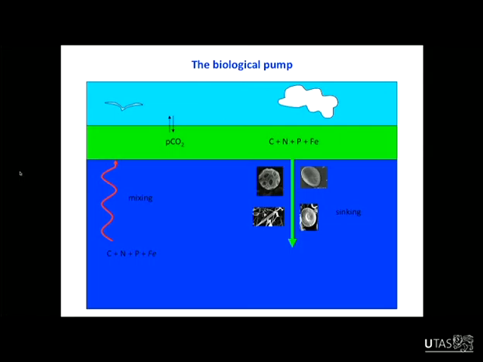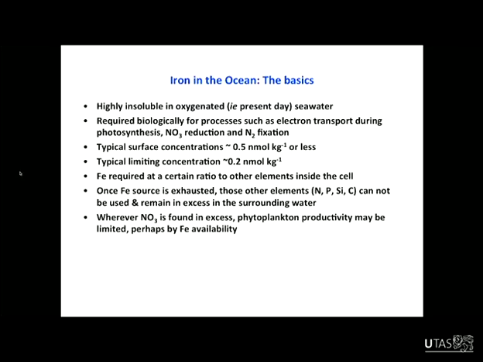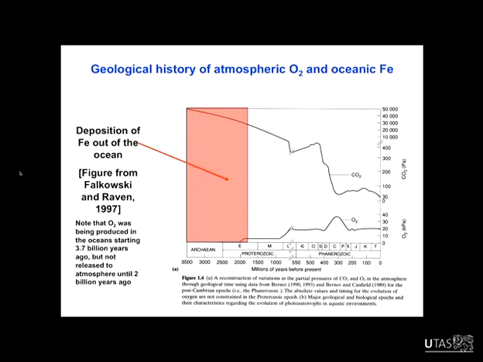Okay, so I'm going to talk now about the important role of iron in regulating productivity of the oceans. So iron is one of the micronutrients. It's present in nanomolar concentrations, or micromoles per meter cubed, in the global ocean. One of the reasons that iron concentrations are very low in the present-day ocean is that iron is very insoluble in oxygenated seawater. And perhaps I'll just illustrate that with this plot here.